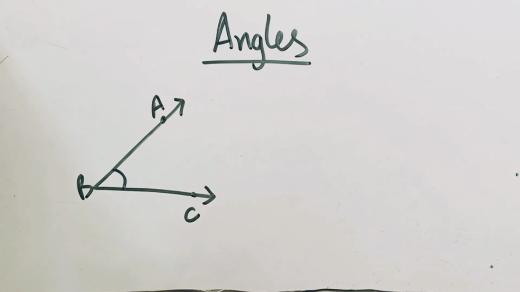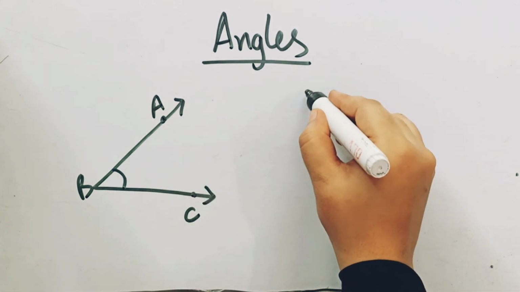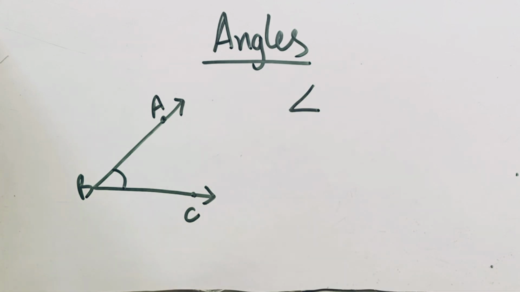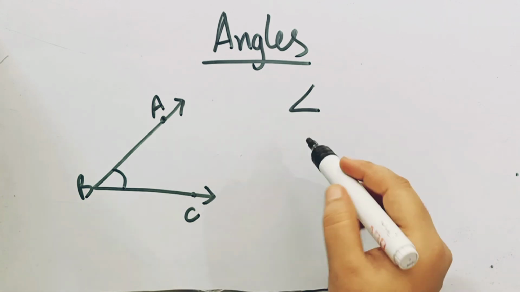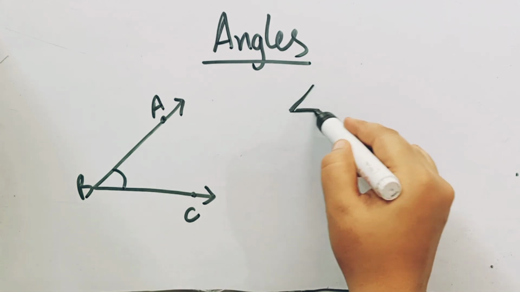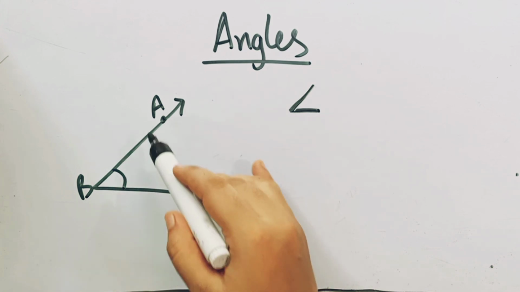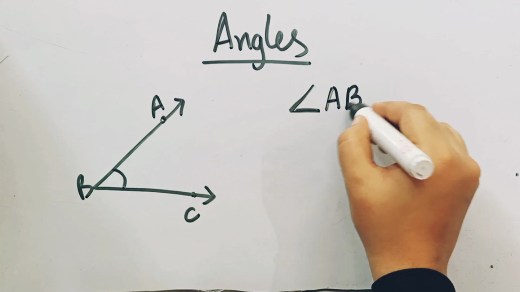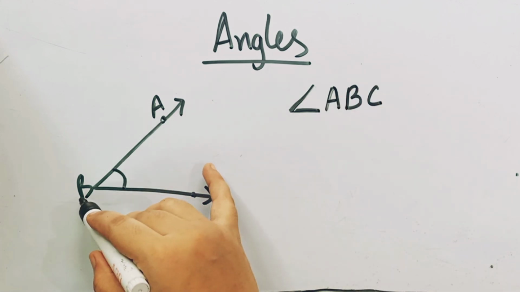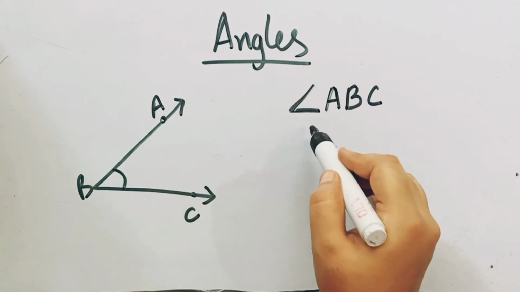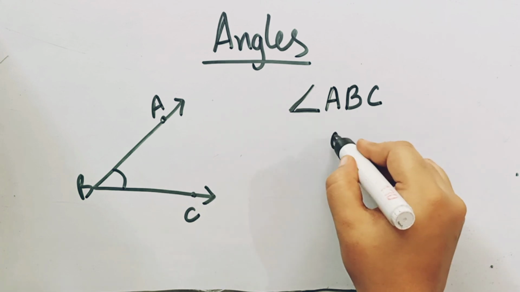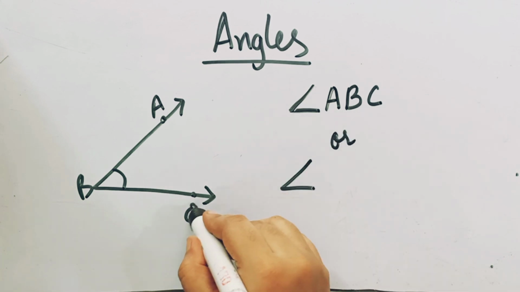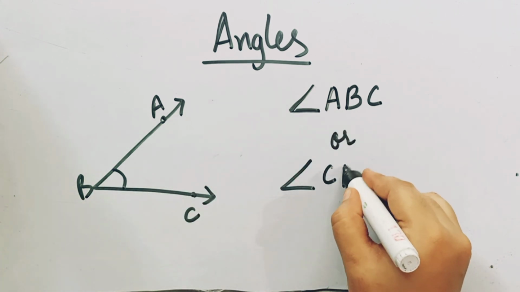Now how to name an angle? Suppose this is an angle. How do we name it? First we make the small symbol of angle. Before naming an angle, we should write this symbol. Then we write the names: A, B, C. This is point A, then B, then C, in line order. This is angle ABC, or you can also name it angle CBA. Both are correct.